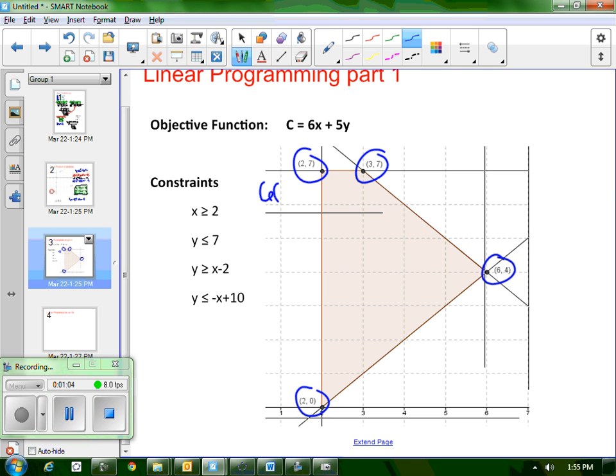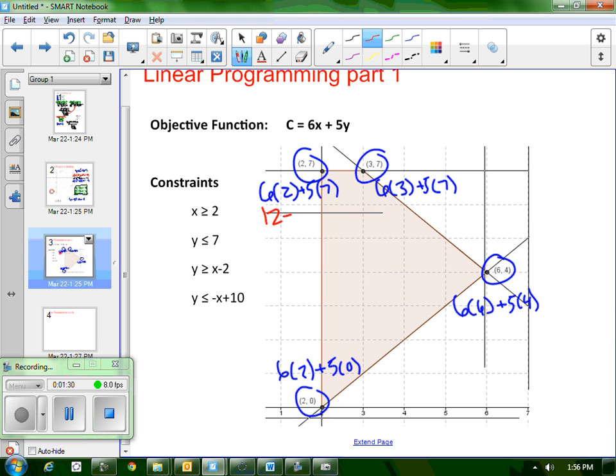I'm going to do 6 times x is 2 plus 5 times y is 7. I'm going to do the same thing for all of them. 6 times 3 plus 5 times 7. 6 times 6 plus 5 times 4, and 6 times 2 plus 5 times 0. The fundamental theorem of linear programming says the maximum and minimum will be at these vertices. These are the intersection points on my overlap.